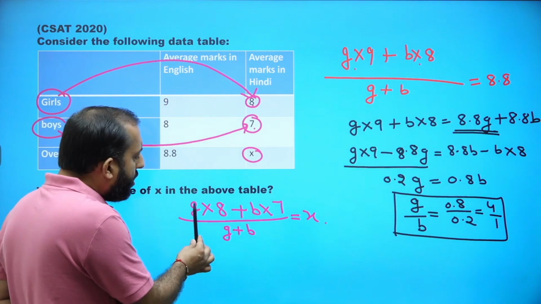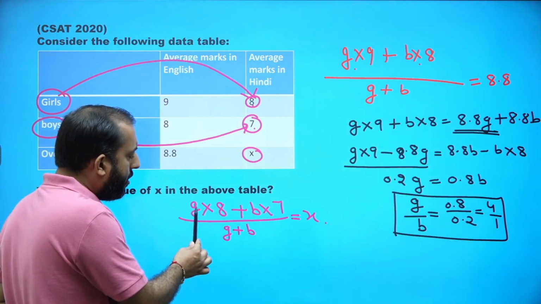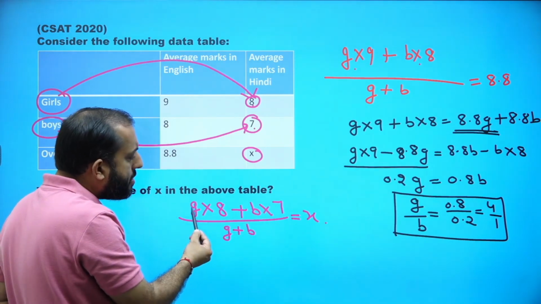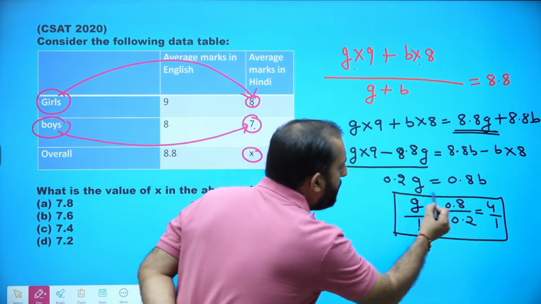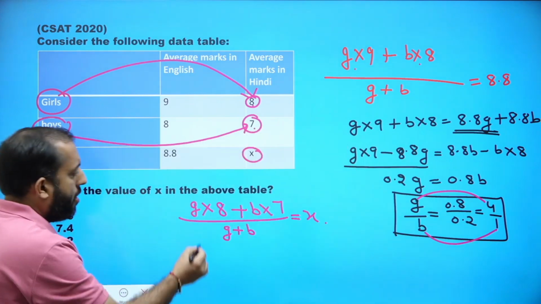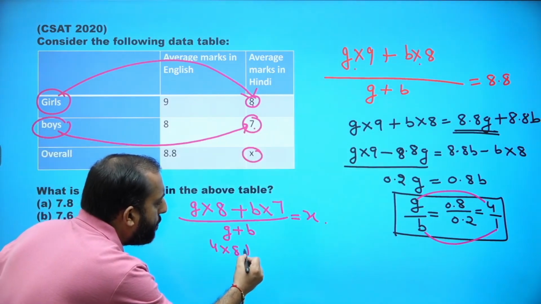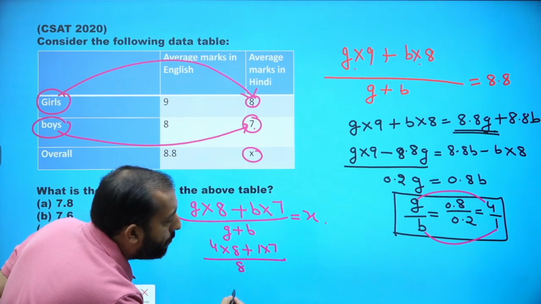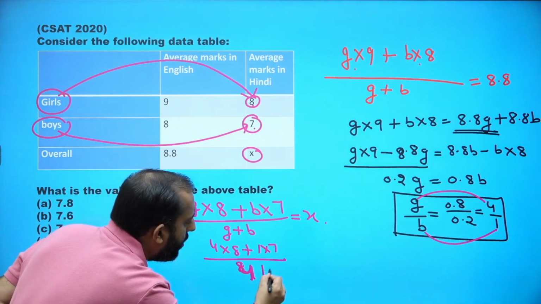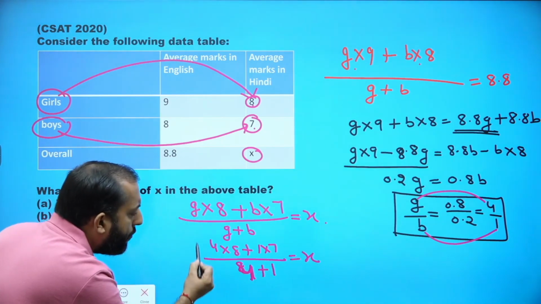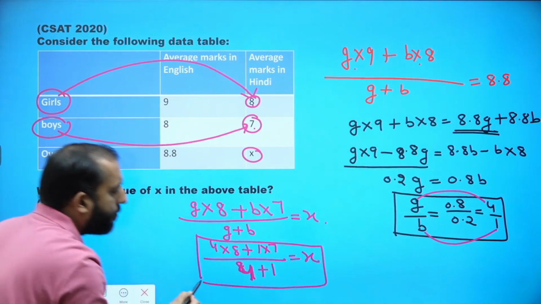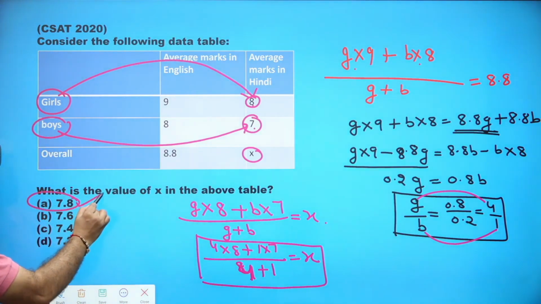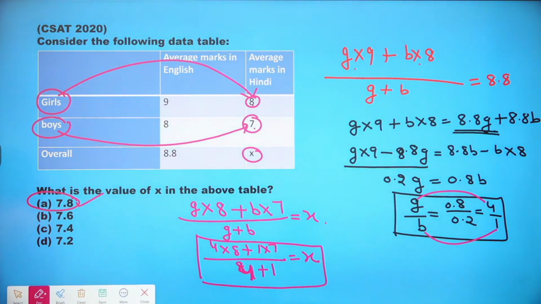Now I already know the relationship between girls and boys, which is 4:1. So we can simply replace G with 4 and B with 1 here. So (4 into 8 plus 1 into 7) upon (4 plus 1) is equal to X. Now if you solve this equation, it will give you 7.8. Hence the answer over here is option A, which is 7.8.